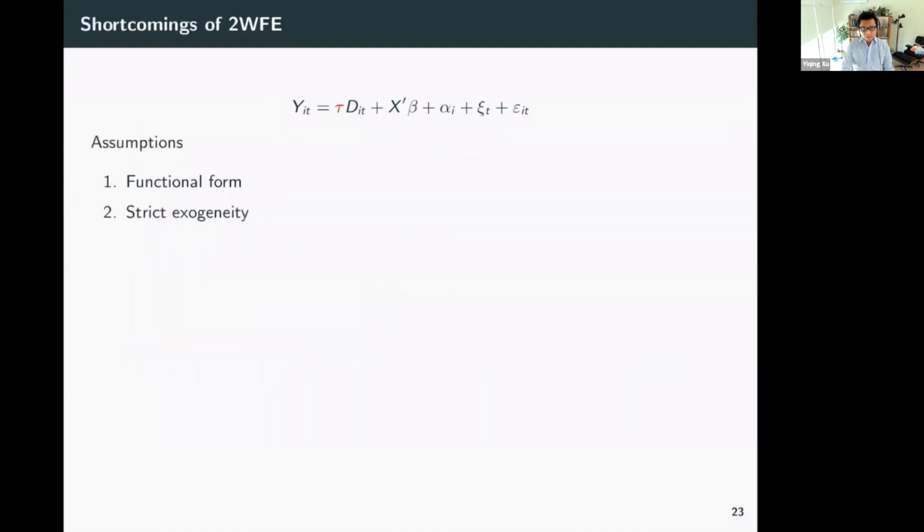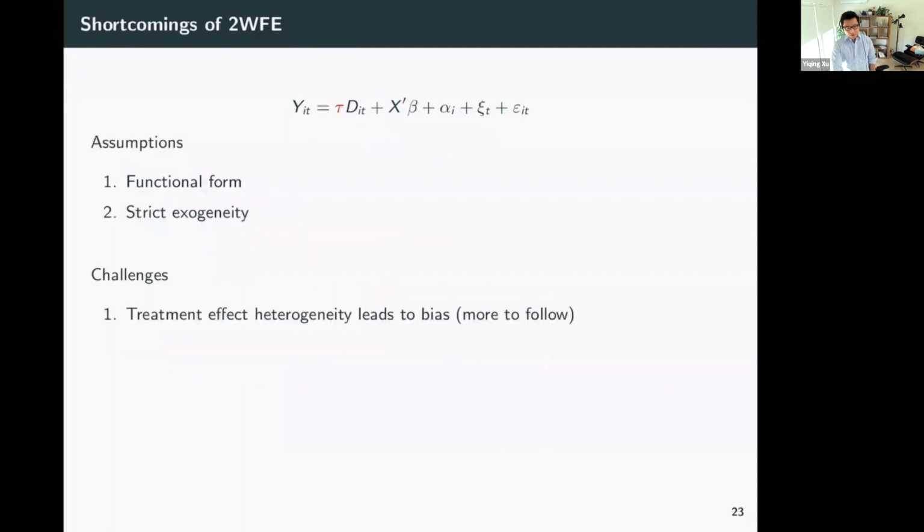Okay, and so how strong are those assumptions? We will digest its implications one by one. So the first implication, or first challenge, is that treatment effect heterogeneity will lead to bias. We will spend maybe over half an hour or even the last hour on this question. So later we'll discuss this in more detail.